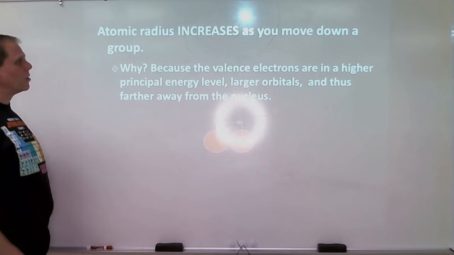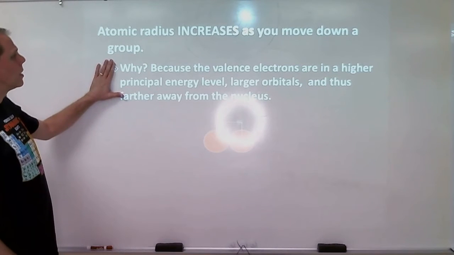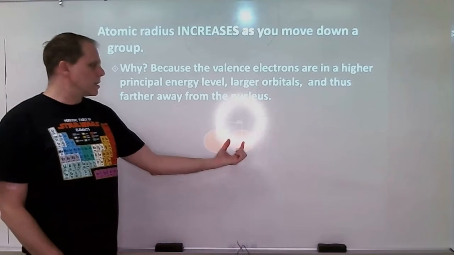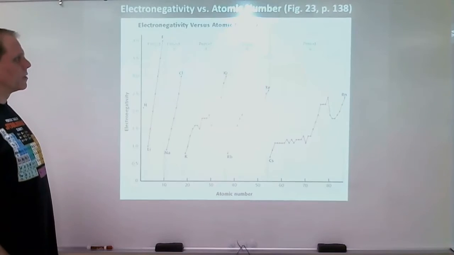And again, as you go down the group, why is it getting bigger? Because you're adding those energy levels, adding principal energy levels. So your atomic radius is going to be getting bigger and bigger as it gets further from the nucleus.